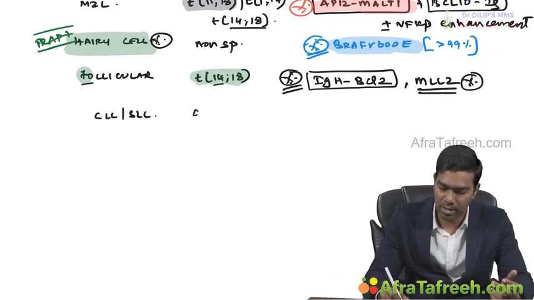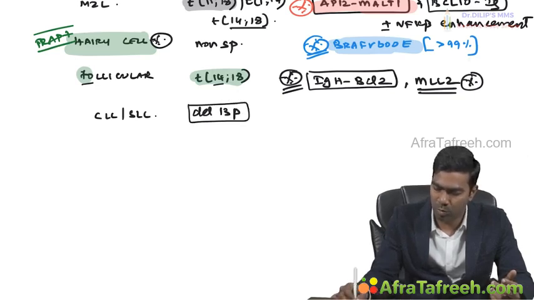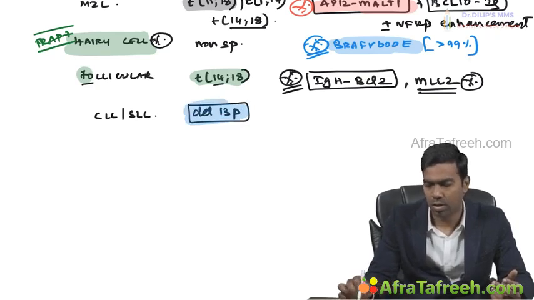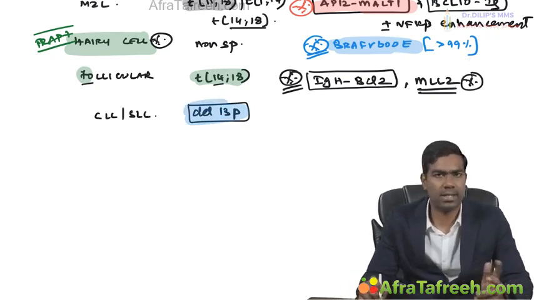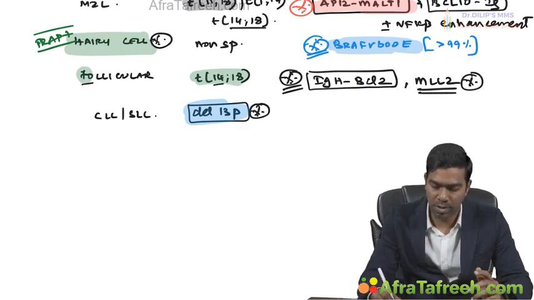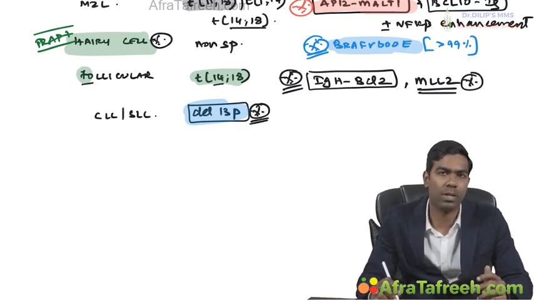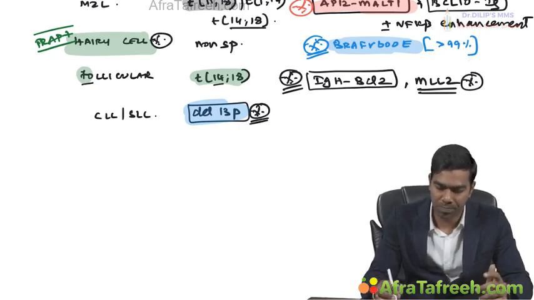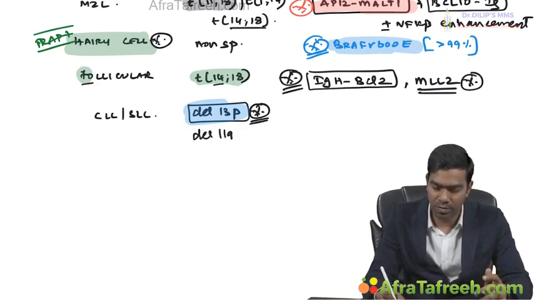And CLL and SLL, lot of things are there in cytogenetics. Deletion 13p is supposed to be the most common chromosomal abnormality in case of a CLL and SLL. Very important again, a multiple times asked question. Most common cytogenetic abnormality in CLL and SLL is deletion 13p. And we'll see the importance of deletion 13p.